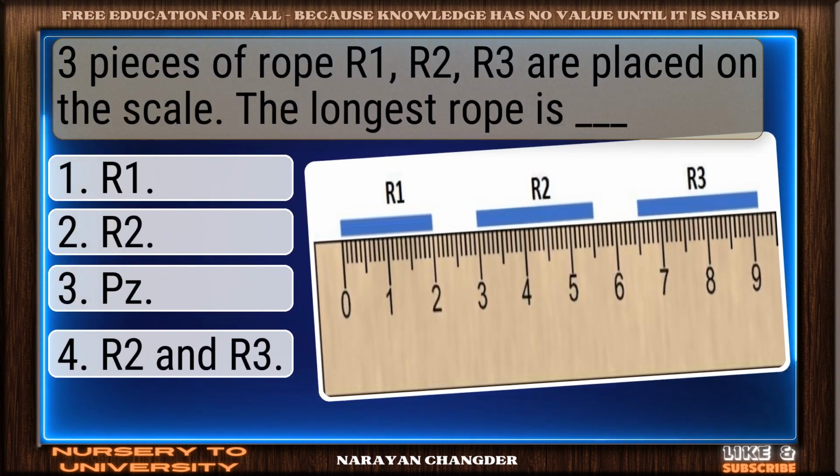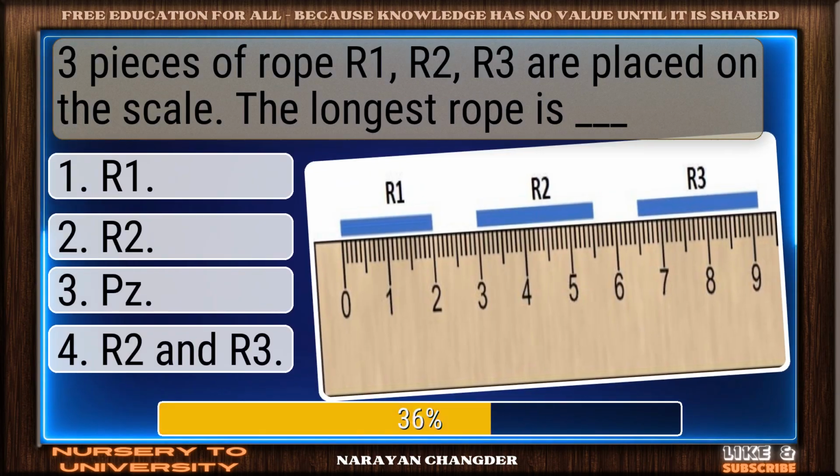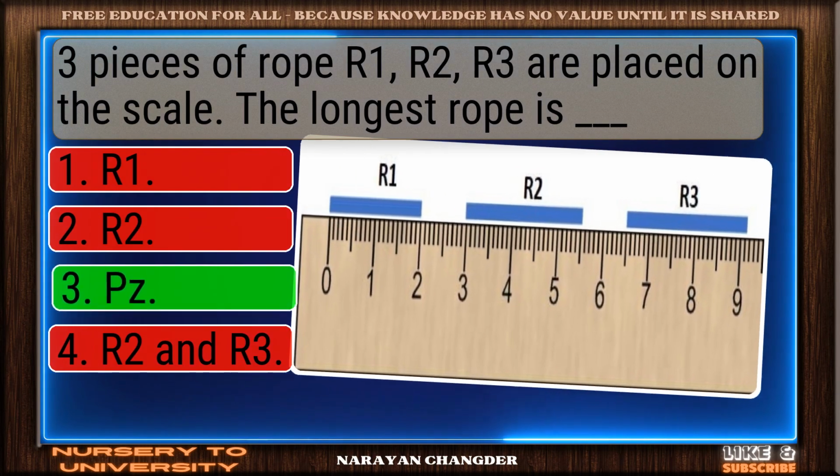3 pieces of rope R1, R3 are placed on the scale. The longest rope is dash. Great job. PZ is the accurate answer.